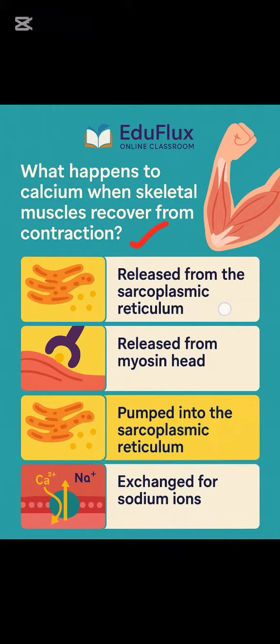Option A is release from the sarcoplasmic reticulum, B is release from the myosin head, C is pumped into the sarcoplasmic reticulum, and the fourth one is exchange for sodium ion. So I will explain each and every option first, and then you will be able to choose the correct option. So now I'm going to explain what happens during skeletal muscle contraction.